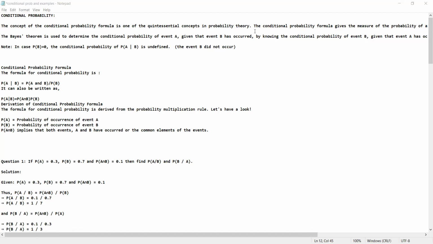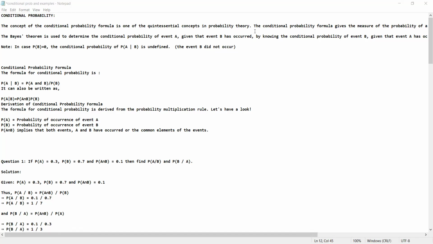We can also solve problems in total probability, and we will also see the Bayes theorem problems. By using this conditional probability, we can solve Bayes theorem problems also. That's why conditional probability is very important in the mathematics part. Now we will see what we mean by conditional probability. It is one of the quintessential concepts in probability theory, which means it is a very important concept.